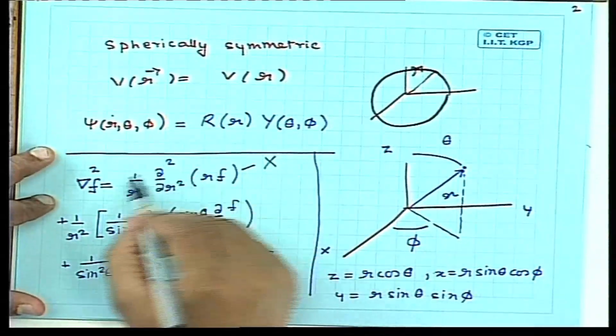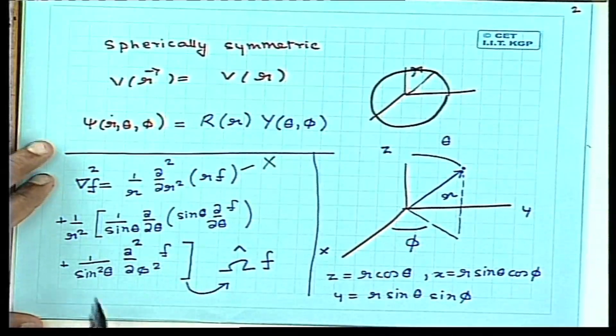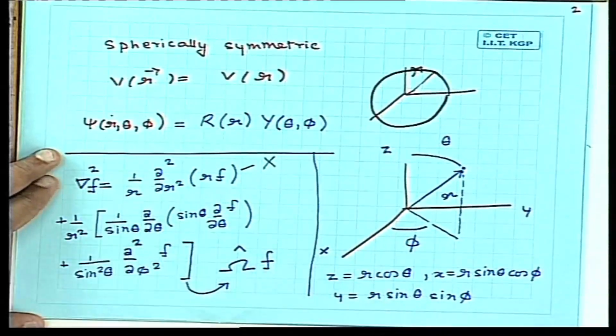Yeah, so we will do it. We will rectify it when we come to it. We don't require it right now. And there is the angular part, which only acts on the theta and phi dependence of the function.